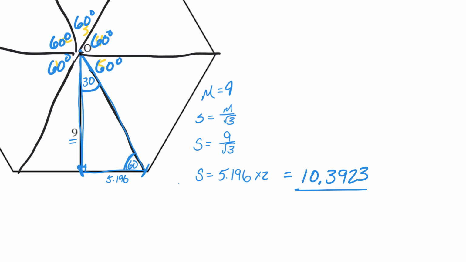And since there are 6 of these sides, we need to multiply this number times 6. And we learn that our perimeter is approximately 62.4. We're not always going to be able to do a 30, 60, 90, but when we can, it makes sense to do that.